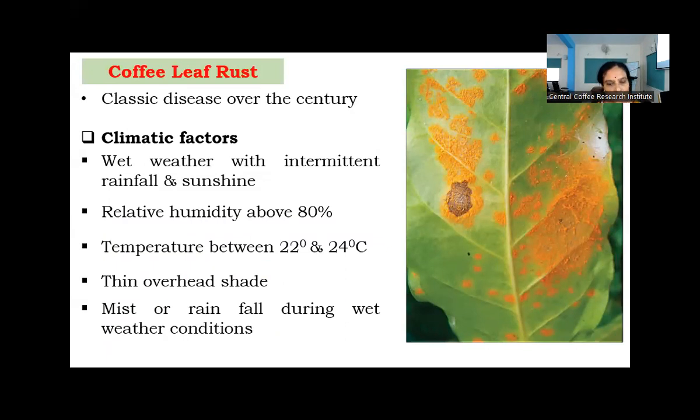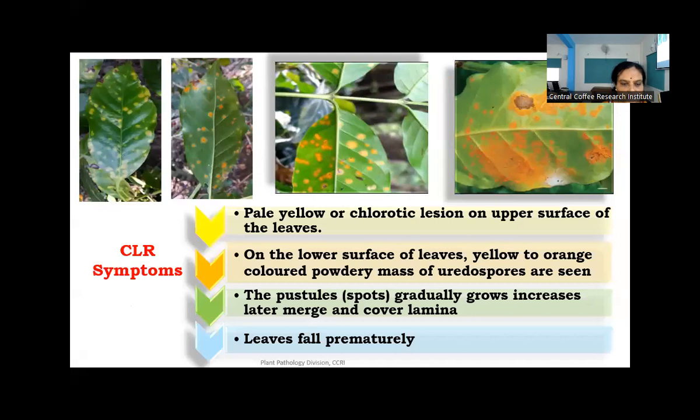In India, Arabica cultivation is rather a difficult task, as we encounter alternate dry and wet weather conditions with intermittent rainfall and sunshine. A high relative humidity above 80% and temperature between 22 and 24 degrees centigrade is very much ideal for the flare-up of diseases. Also, very importantly, thin overhead shade are the major abiotic climatic factors which favor high disease buildup in Arabica coffee plantations. So let us know the symptoms.